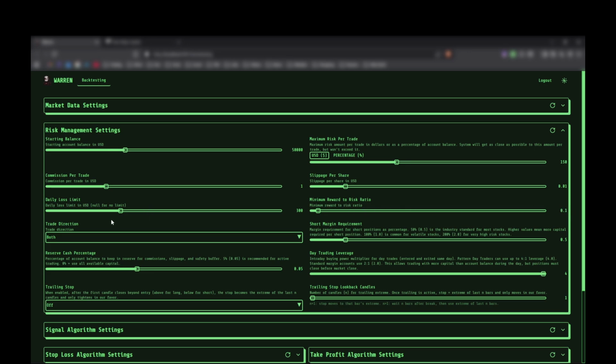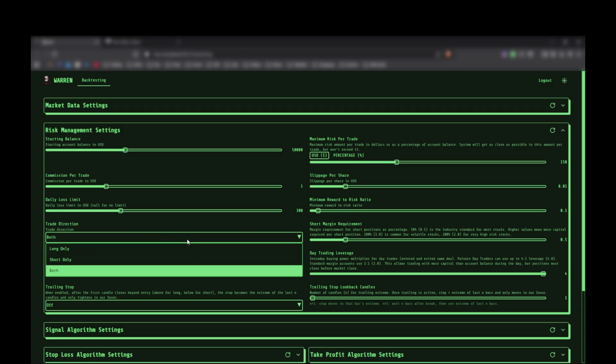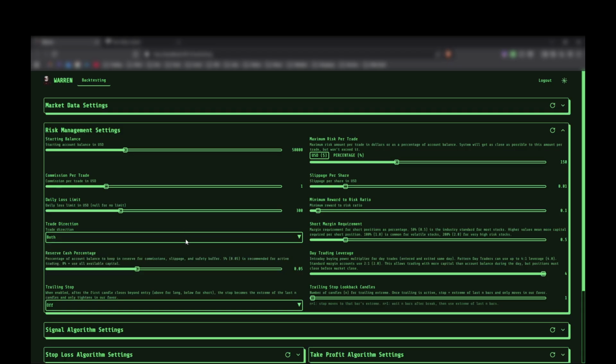so it's not going to do anything worse than this when we run the backtest. Daily loss limit is exactly what it says it is. You can define how much you want to lose in a day before the system says, I'm not trading anymore, we'll wait for the next session. Trade direction allows you to filter between making sure the algorithm either only takes longs or shorts. We leave it on both.